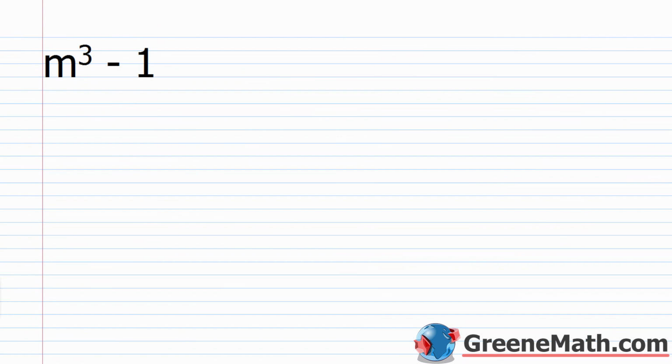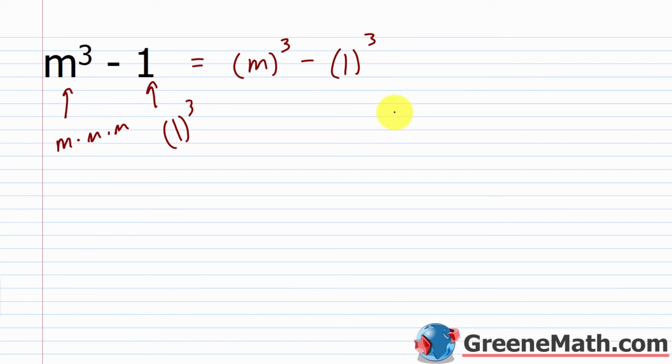All right, so let's take a look at m cubed minus 1. So m cubed is obviously m times m times m. What about 1? Remember, 1 times anything is just itself. So if I have 1 times 1, that's 1. If I have 1 times 1 times 1, that's still 1. So this is 1 cubed. So this follows the format of something cubed minus something cubed. And so we can write it using that formula that we just learned.